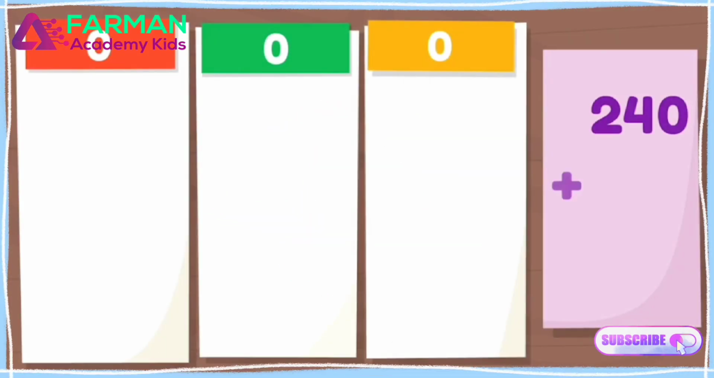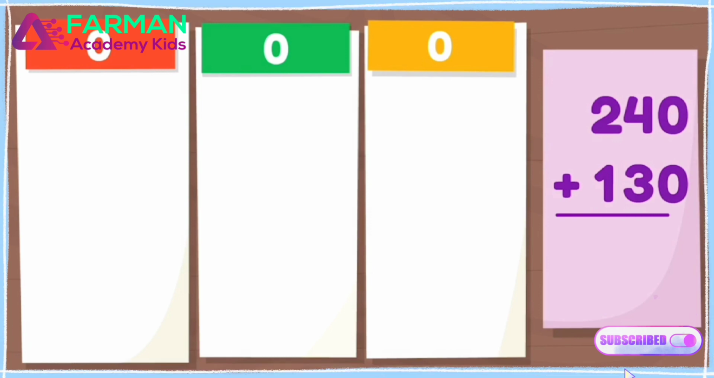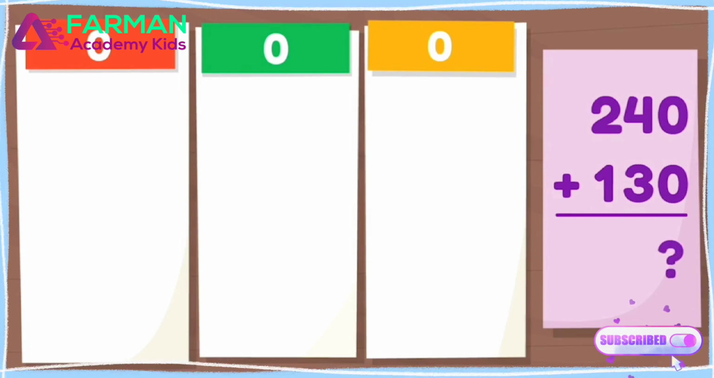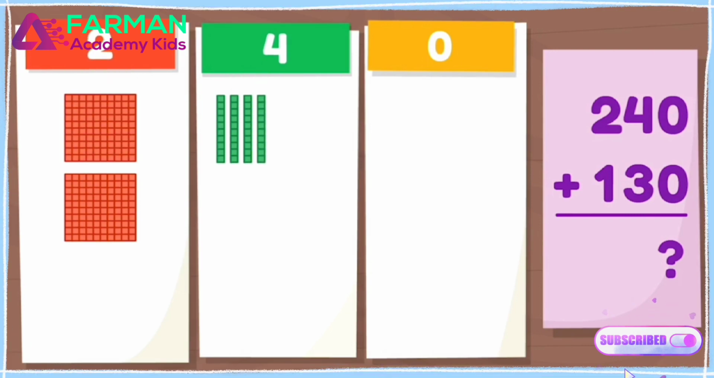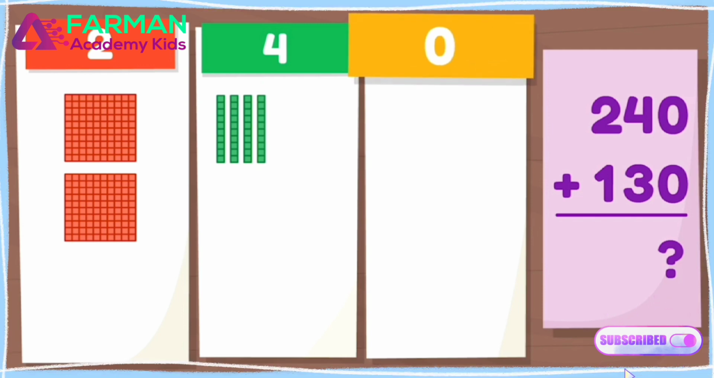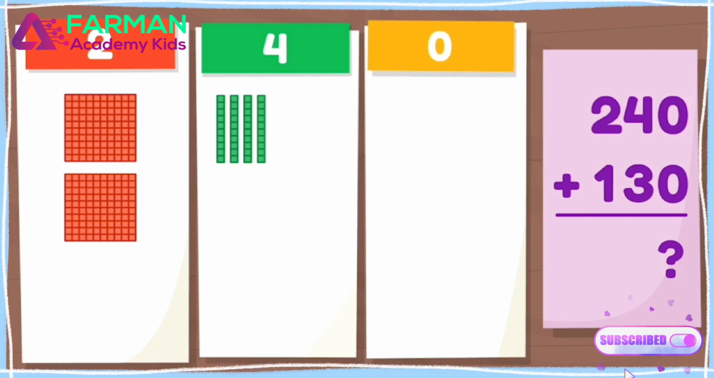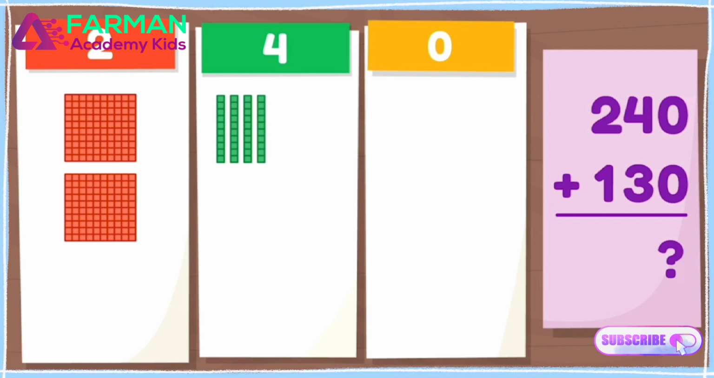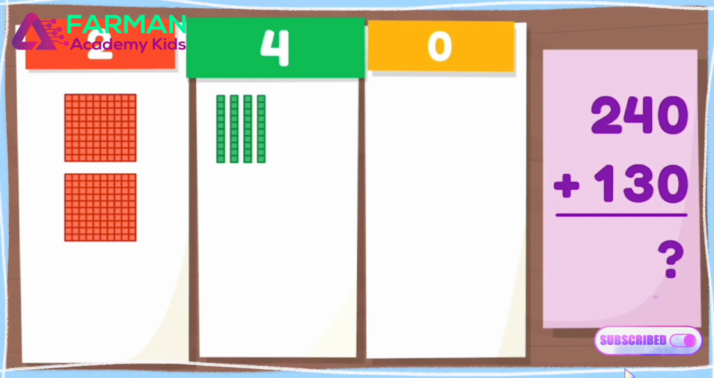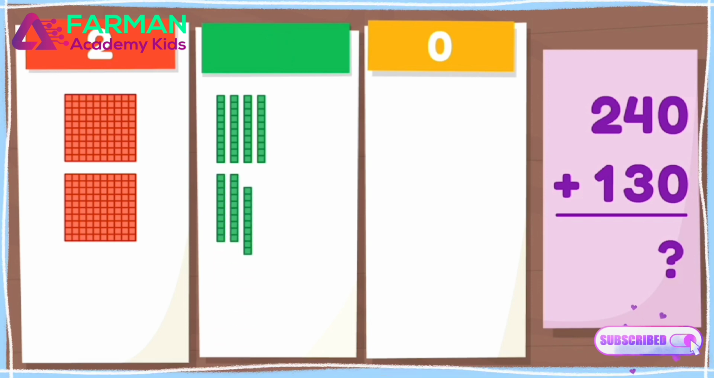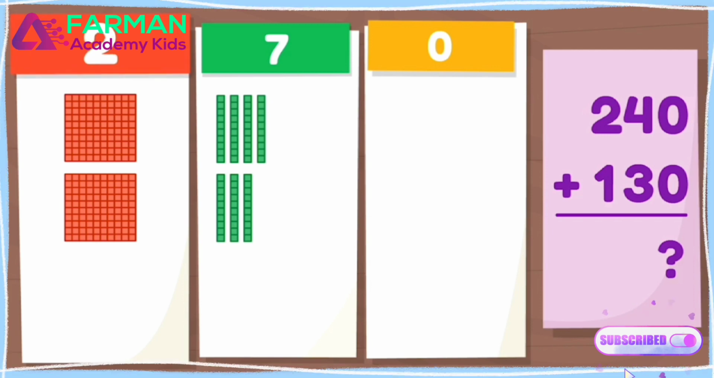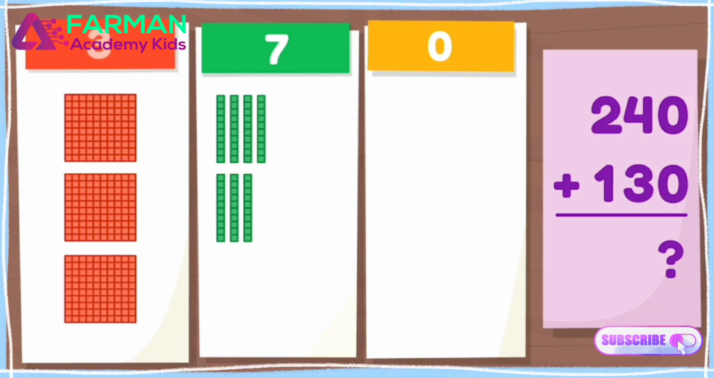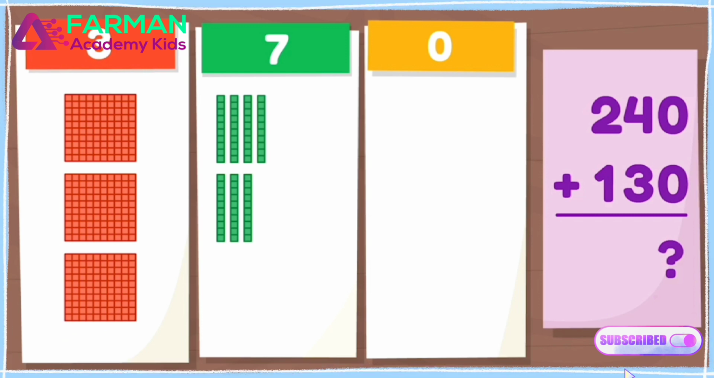What is 240 plus 130? We have 240, which is the same as 2 hundreds and 4 tens. Now we want to add 130. There are 0 ones in both of these numbers, so let's focus on the tens and hundreds. First, let's add the tens. There are 3 tens in 130. Now let's add the hundreds. There is 100 in 130.